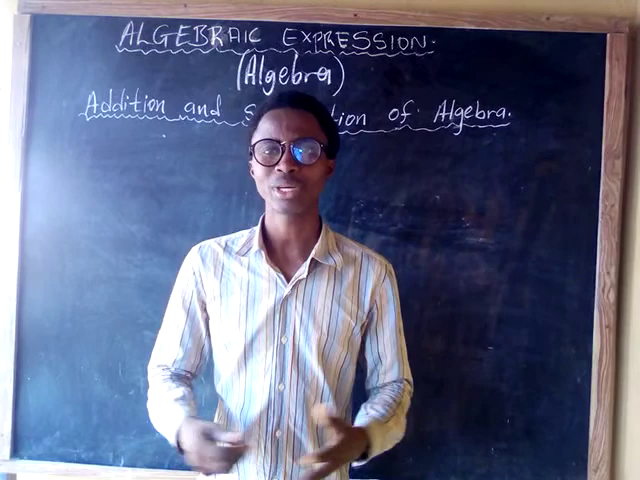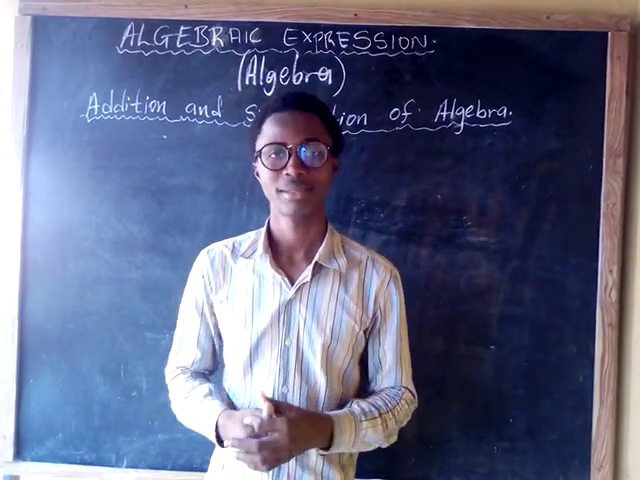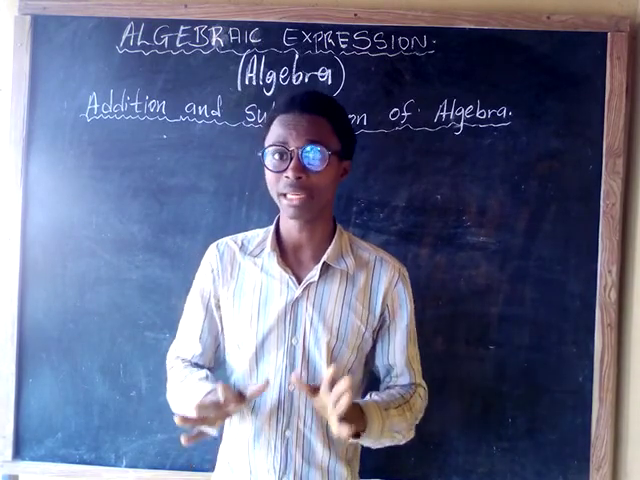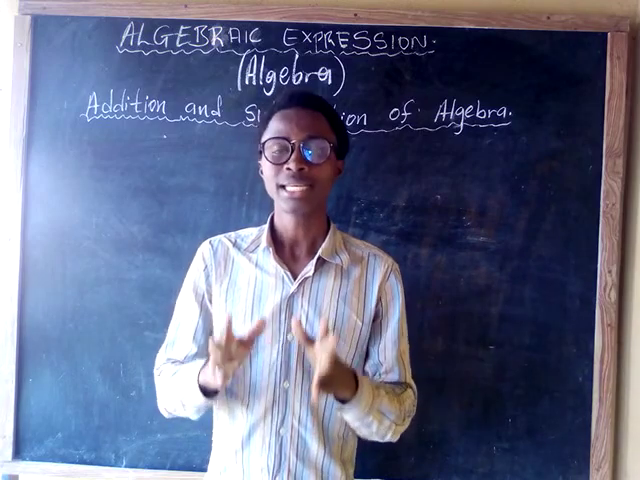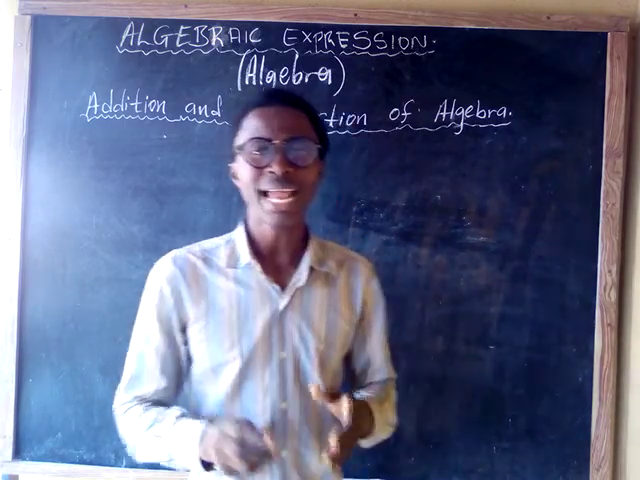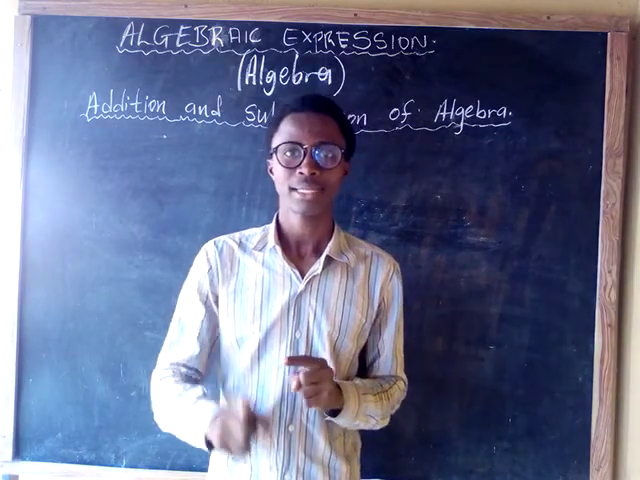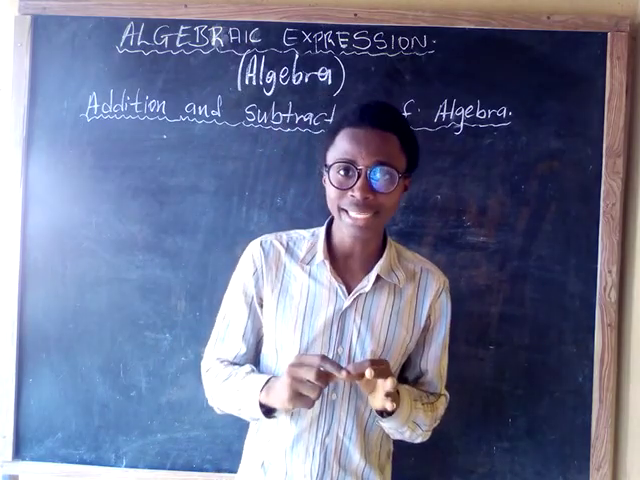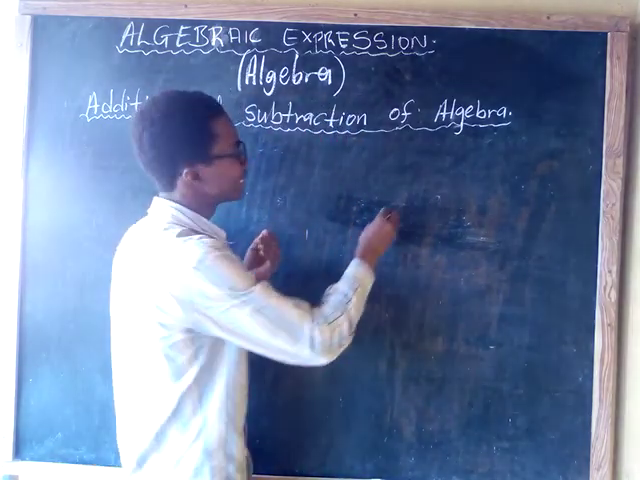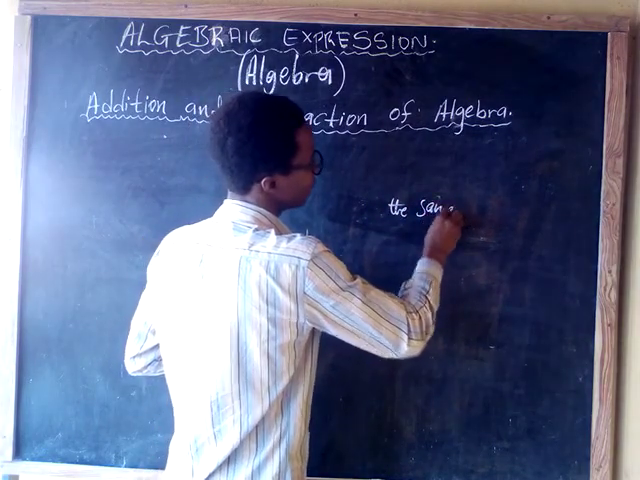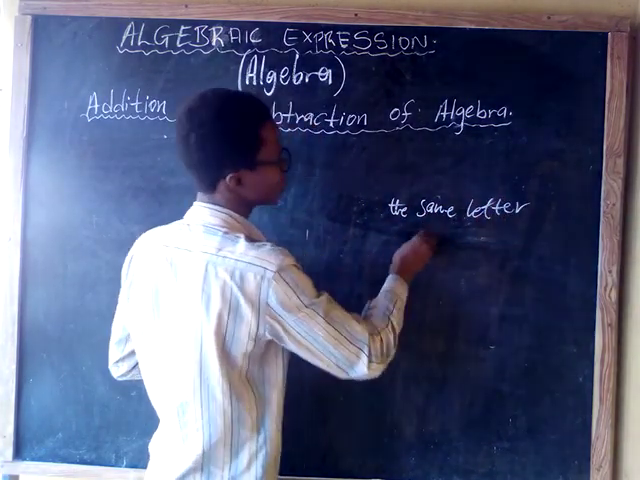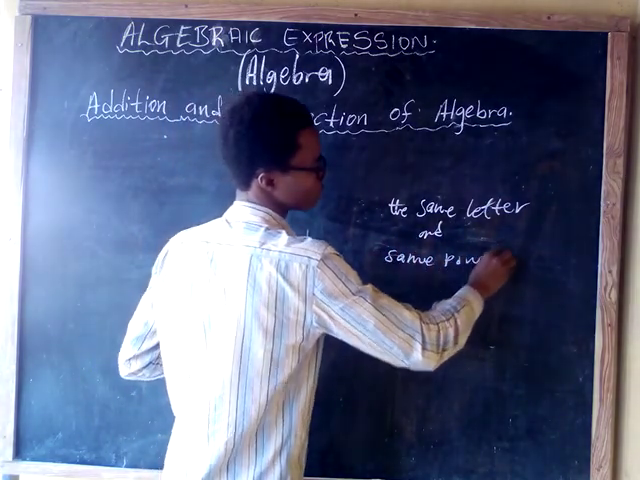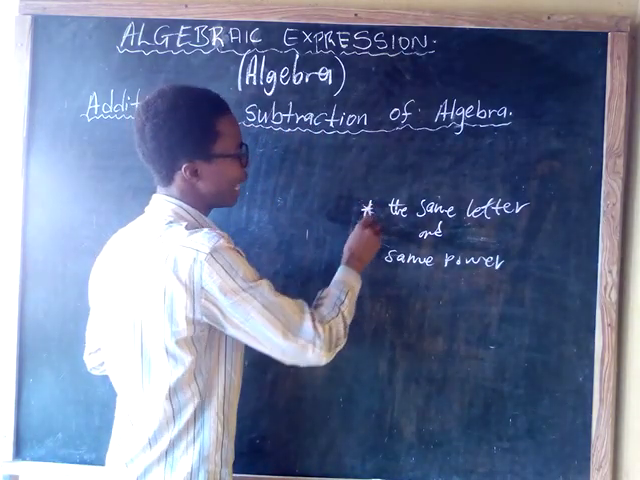Now, how to identify like terms? Remember, I said anything that is not like terms, you must not add them in algebra. You only add like terms. Now, how to identify like terms? Like terms are identified in two ways: in numbers, in letter and power, right? So the criteria is that like terms must have the same letter and the same power.